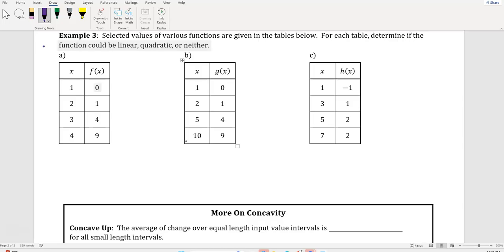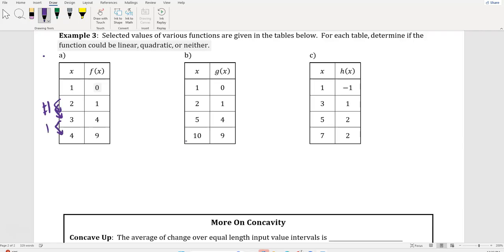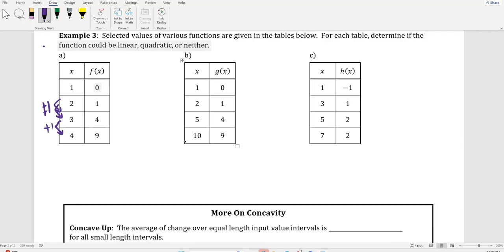So, if I look at these three tables, which ones have consecutive equal length input value intervals? A and C, right? So on A and C, I see that x is increasing by 1 the whole time here. You don't actually have to even write that down if you don't want to.